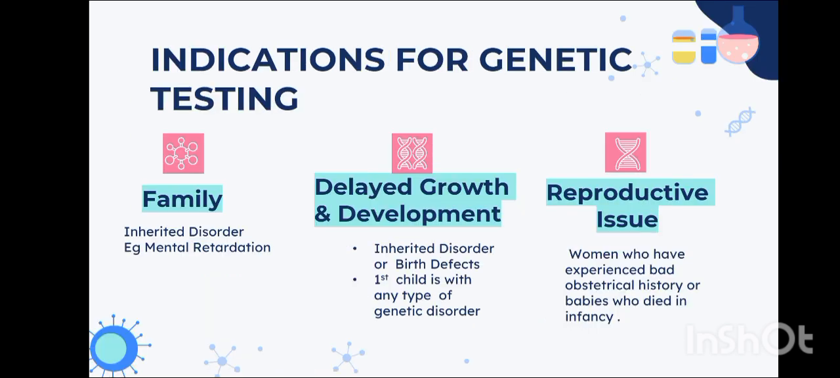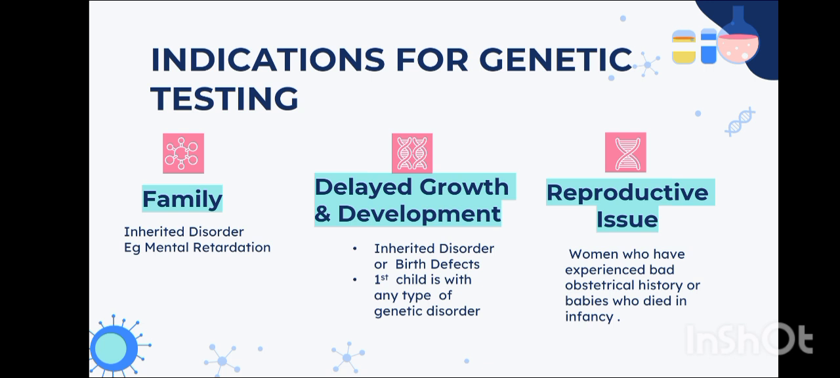So, indications for genetic testing. First is family. If there is a family history of genetic disorder, like an inherited disorder, for example mental retardation, we can identify what gene is responsible for the disorder and how we can treat the condition, so it cannot pass to their children. That's why we can identify the type of genetic mutation or alteration so we can treat it properly. Next is delayed growth and development.